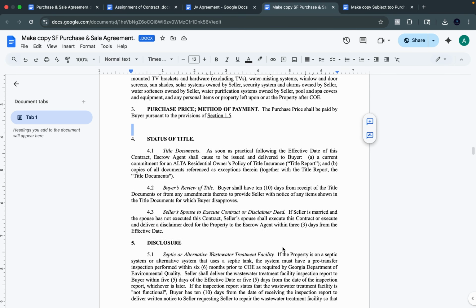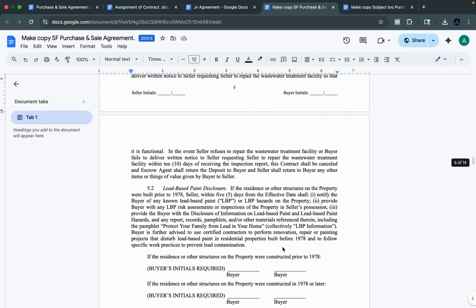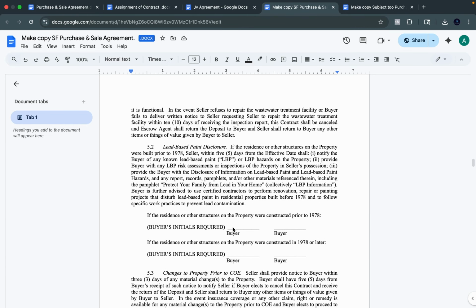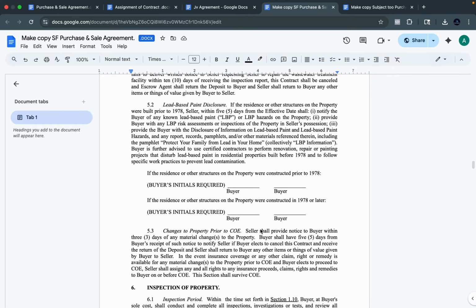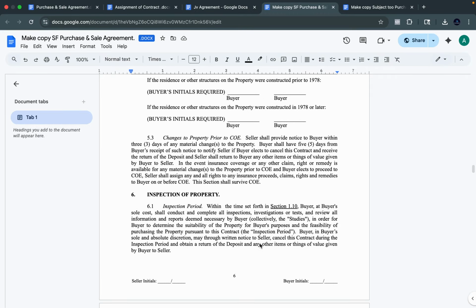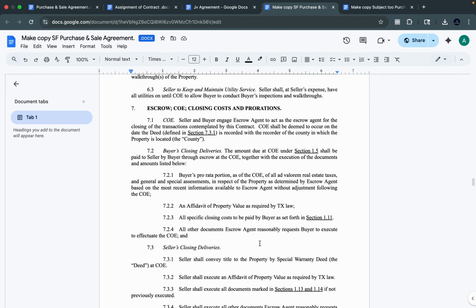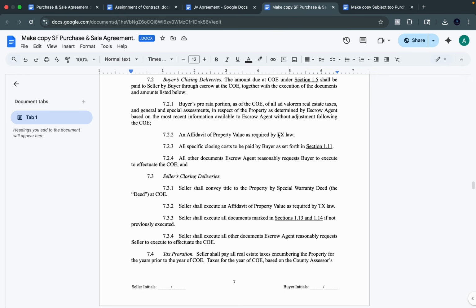So majority of stuff is pretty straightforward, simple, just kind of going over it, just read it. Here, buyer initials required, so this is just if the home is built prior to 1978, you put it here. If it's built after 1978, you put it here. Just kind of a lead paint warning or disclosure. And you're just checking this off, make sure you read it and understand it. Here, right, so I want to make sure I highlight this as well.